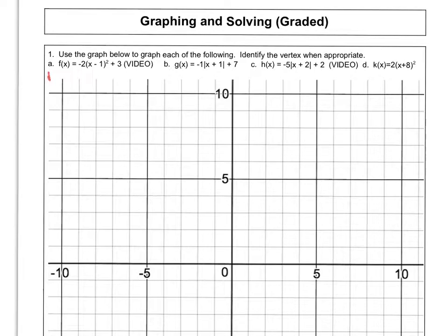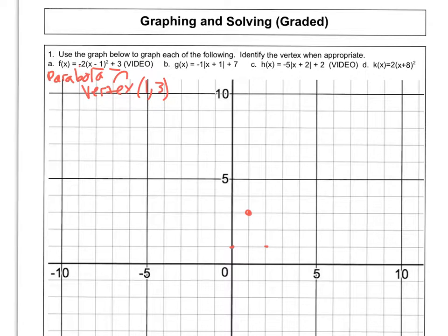The first thing I notice is that this is a parabola. In other words, some kind of a U. I see a negative out front, so I know it's going to be a negative U. And I also know the vertex is going to be at 1, 3. That's where I'm going to start this thing. So at 1, 3, and then negative 2 out front means I'm going down 2 on both sides.